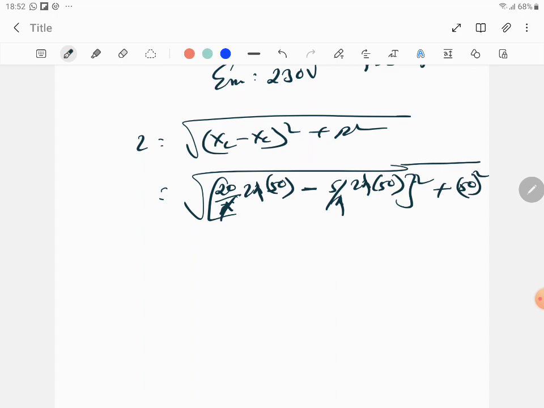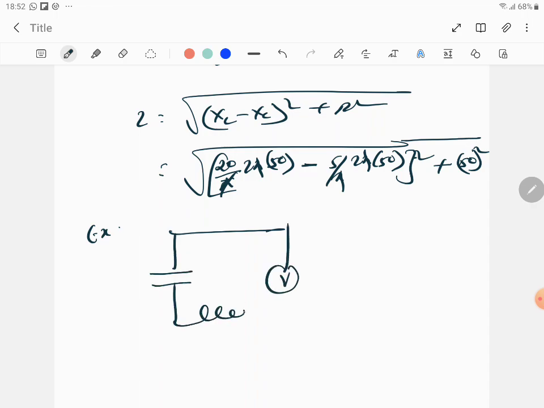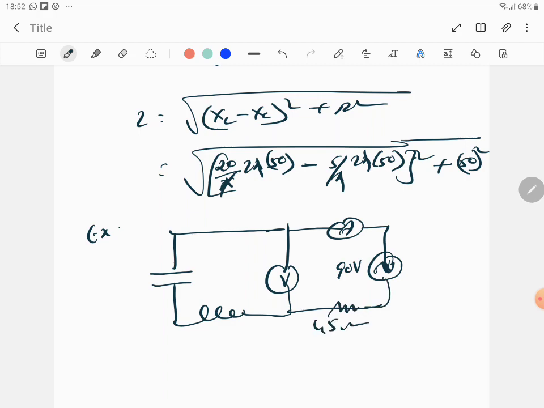Next, they have drawn a circuit, example 39. You have a capacitor here, an inductor here, a voltmeter, an ammeter, and a 90-volt AC supply here. You also have a resistor of 45 ohms. What are they asking? What will be the reading in the voltmeter and ammeter of the circuit shown?